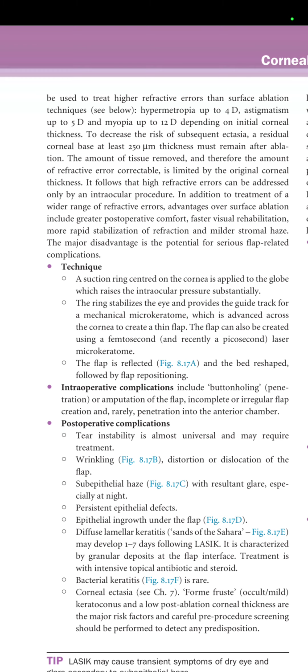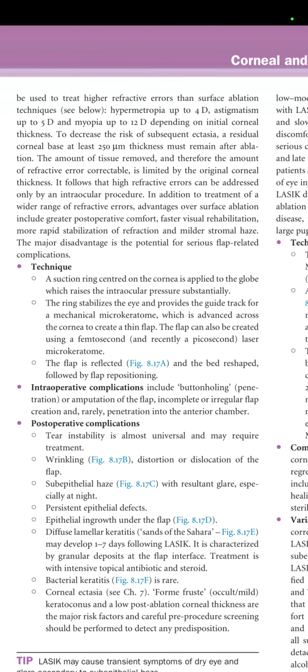How many degrees are corrected by this procedure? Hypermetropia up to 4 diopters, astigmatism up to 5 diopters, and myopia up to 12 diopters, depending on the initial corneal thickness. To decrease the risk of subsequent ectasia, a residual corneal bed of at least 250 micrometers thickness must remain after ablation. The amount of tissue removed, and therefore the amount of refractive error correctable, is limited by the original corneal thickness. It follows that high refractive errors can be addressed only by intraocular procedures.